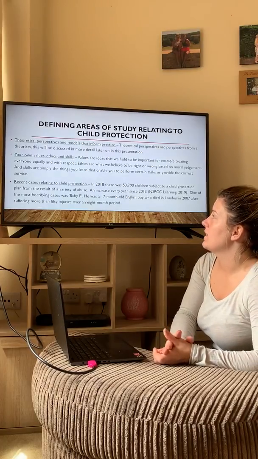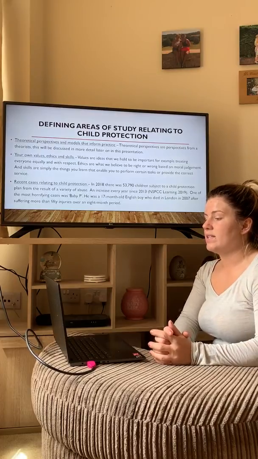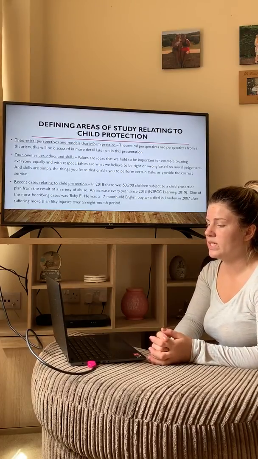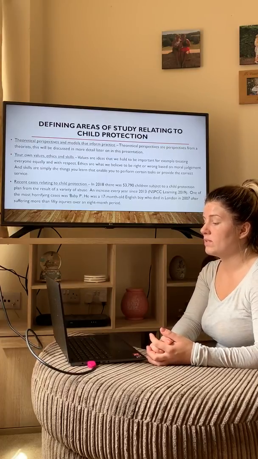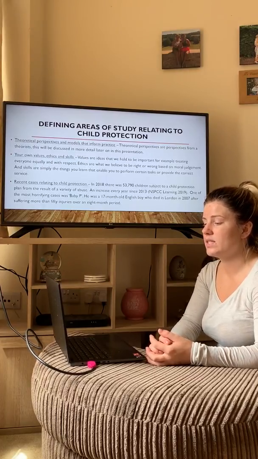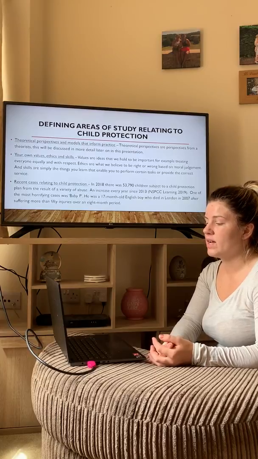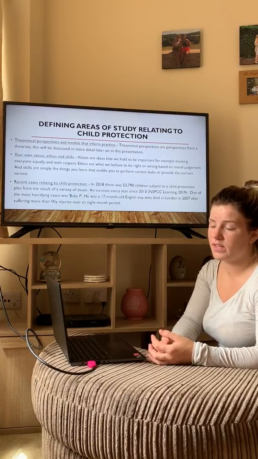Your own values and ethics and skills. Values are ideas that we hold to be important, for example, treating everyone equally with respect. Ethics are what we believe to be right or wrong based on moral judgment, and skills are simply the things that you learn that enable you to perform certain tasks or provide the correct service.